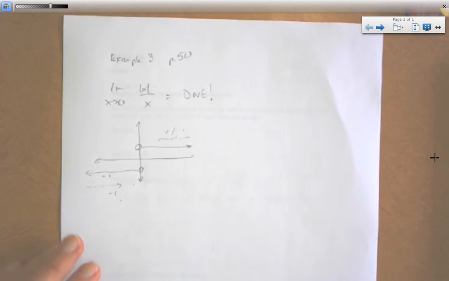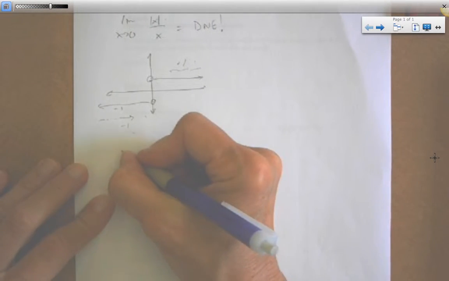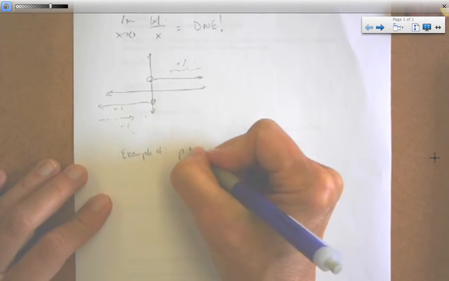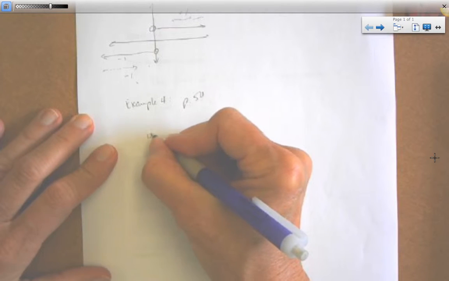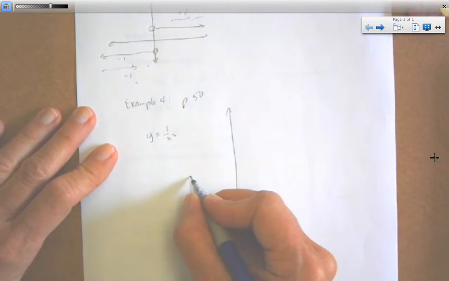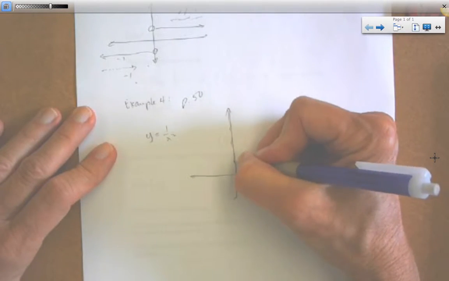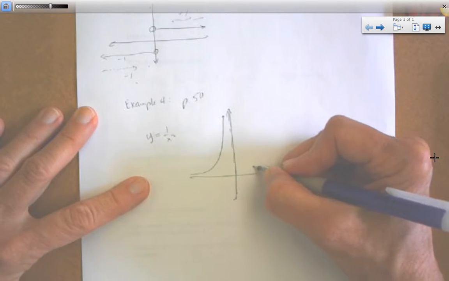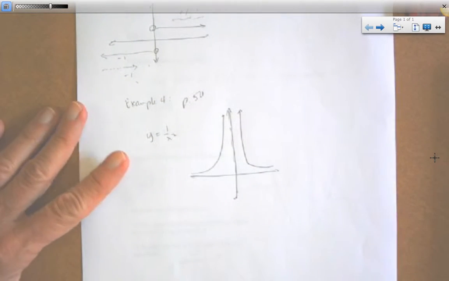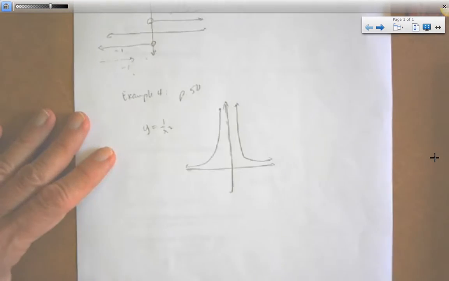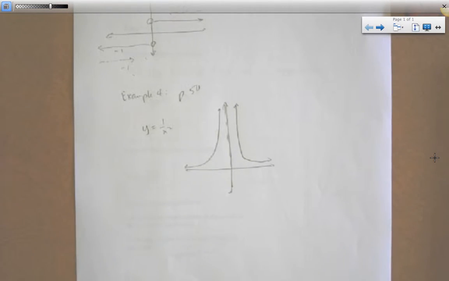All right, example 4, page 50, is y equals 1 over x squared. So I'm going to sketch a quick graph of that. Got a vertical asymptote at 0. The denominator is always positive, so I've got a nice function where the y values never go below the x-axis. You can follow along with the graph on page 50 also.